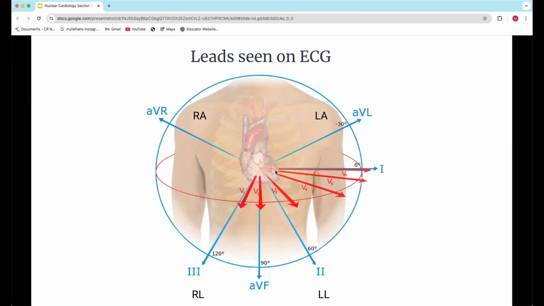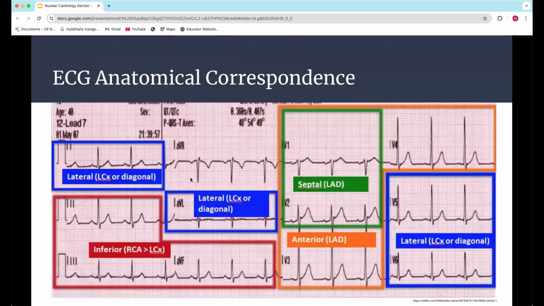You don't get a whole lot of anything coming towards AVR. So really, don't even use AVR that much. There's a few things that you won't need to worry about for this class, but that's why I don't have a whole lot of correspondence here on this one with AVR. Okay, so that's your anatomical correspondence.